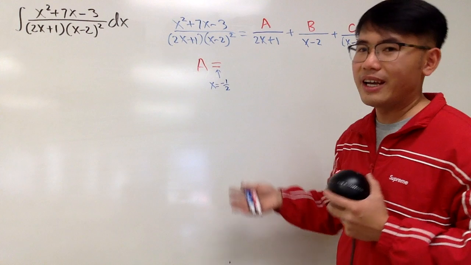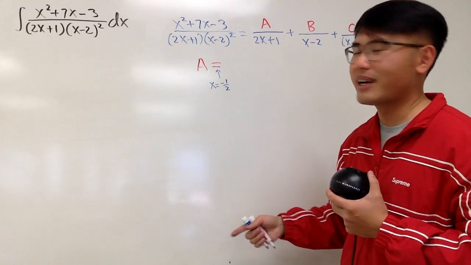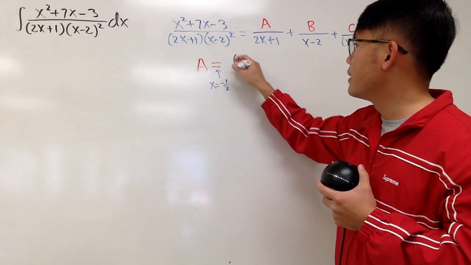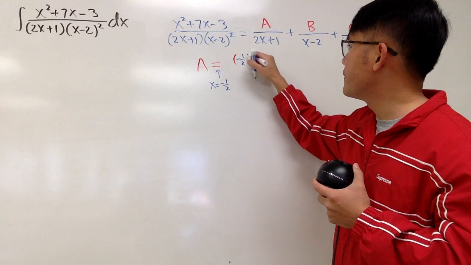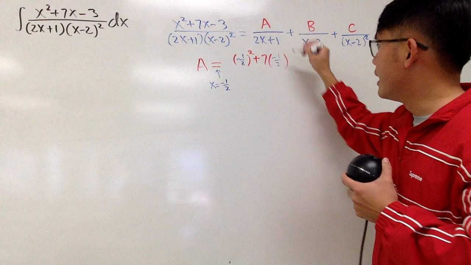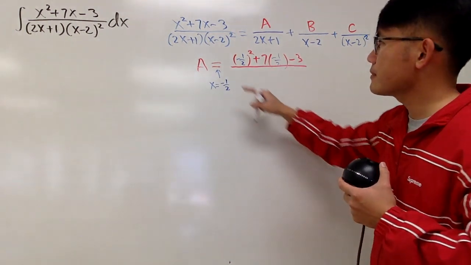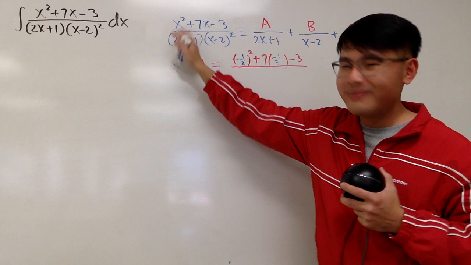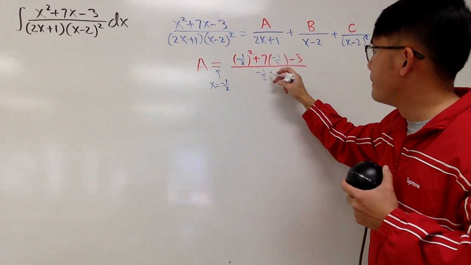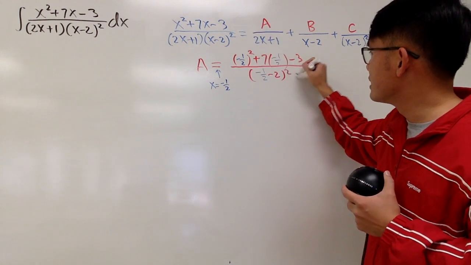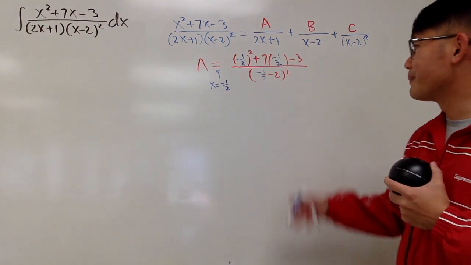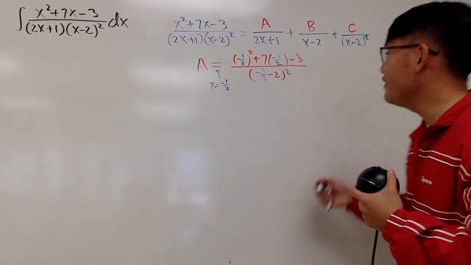It's fractions, it's okay in calculus, so just deal with fractions, not that bad, okay? Anyway, put negative 1/2 into all the x. Let's see what we have. We have (negative 1/2) squared plus 7 times negative 1/2, and then minus 3, all over, this is covered up already, so you put negative 1/2 in here. We have (negative 1/2 minus 2) to the second power like this. So this is the work that we have to do to find the A value.